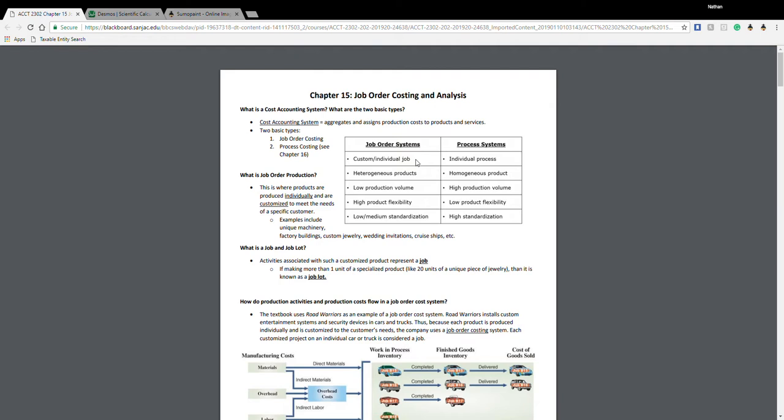Even kind of fast food, because it is a job order system where basically they don't make it till you order it. They are known as heterogeneous products, which means again that they're different between each one. They have low production volume and a high product flexibility. So again, they don't order the products until the order's in, or they don't actually use them until the order's in. Basically, this is also known as just-in-time.